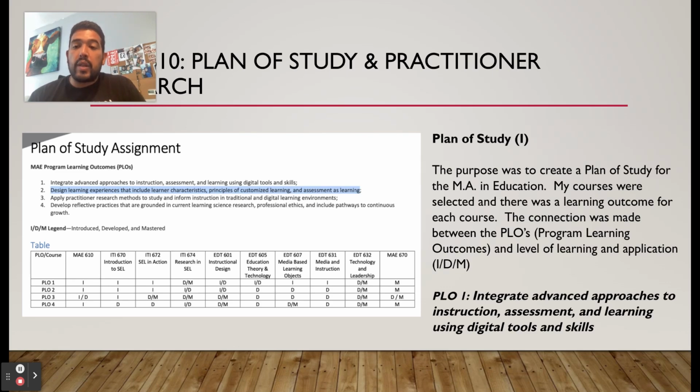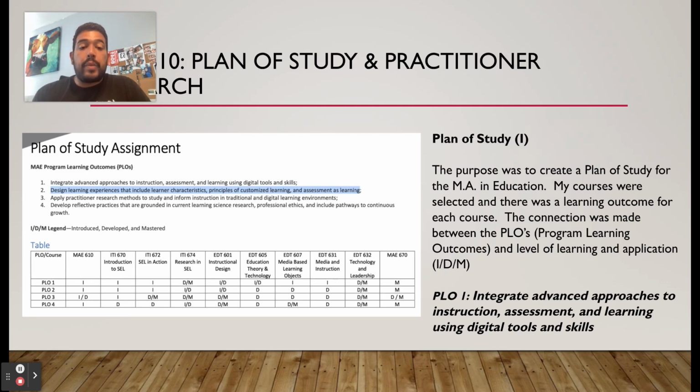But I was also able to see what the PLOs were. The PLOs are: number one, integrate advanced approaches to instruction, assessment, and learning using digital tools and skills. Number two, design learning experiences that include learner characteristics, principles of customized learning, and assessment as learning. Number three, apply practitioner research methods to study and inform instruction in traditional and digital learning environments. And the last one is PLO4, which is to develop reflective practices that are grounded in current learning science research, professional ethics, and include pathways to continuous growth.